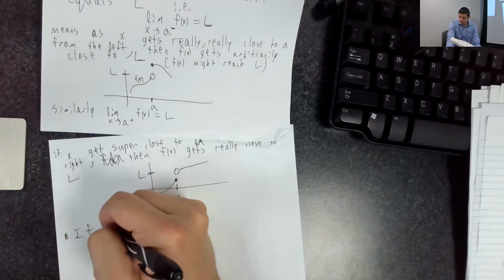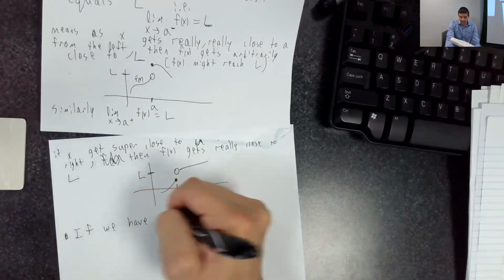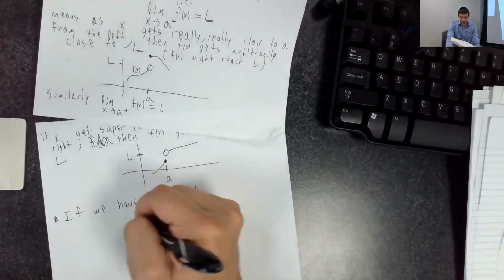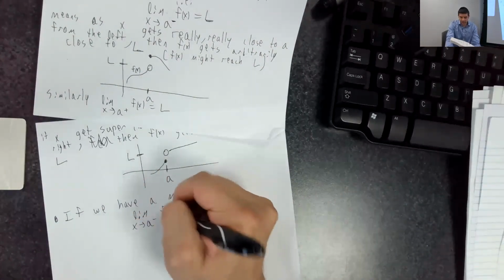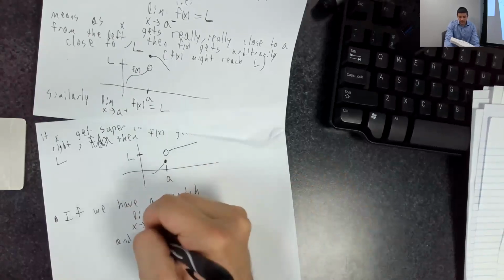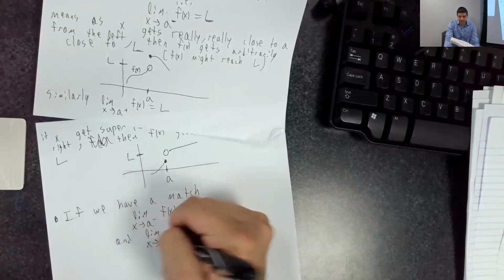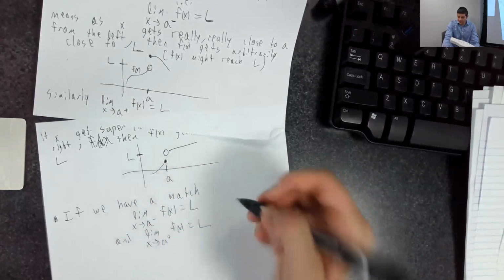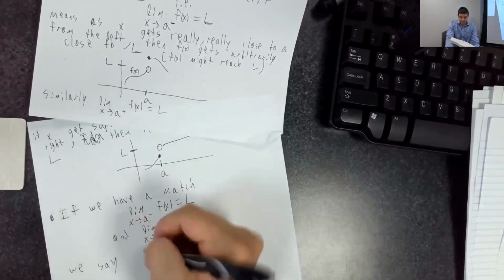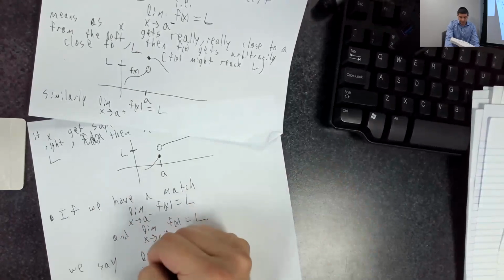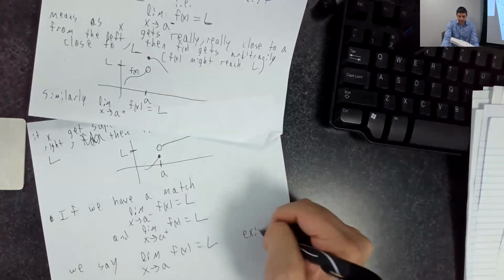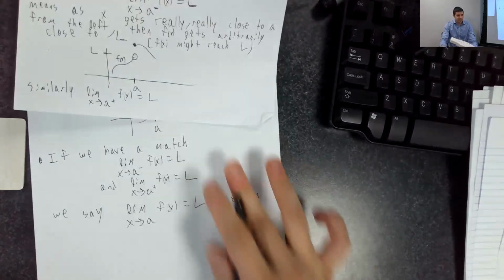If we have a match, we have a match. That means the limit as x goes to a from the left is L, and the limit as x goes to a from the right is L. Then we say that the regular limit exists. The actual limit exists.